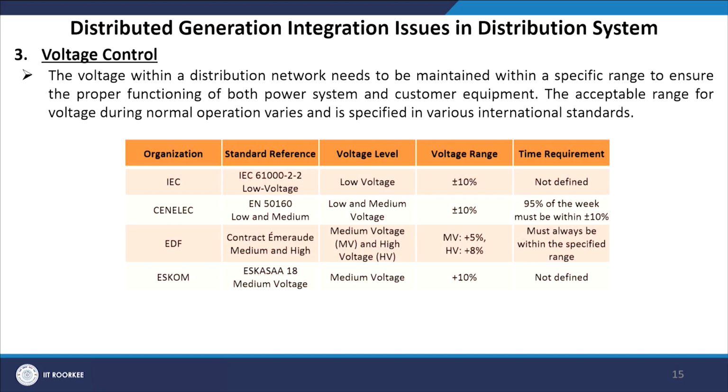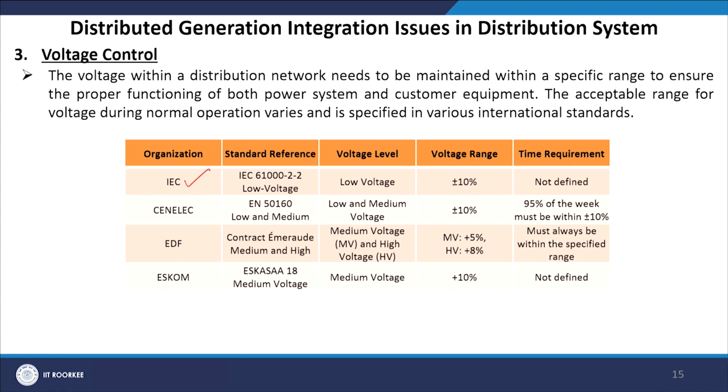Now, one of the important issues such as voltage control. Due to the integration of renewable generators, the distribution system may face variation in voltage because of the variation in injected power. The voltage within a distribution network needs to be maintained within a specific range to ensure the proper functioning of both power system and customer equipment. The acceptable range for voltage during normal operation varies and is specified in various international standards.